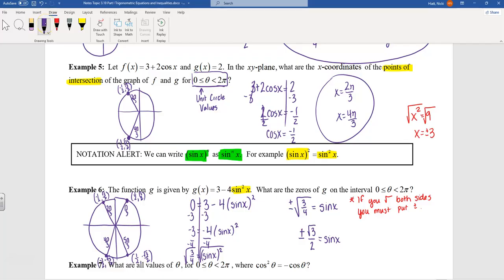problems. They did tell us just to restrict to the unit circle here, so we're just giving our unit circle values. So we will get pi over 3, 2 pi over 3, 4 pi over 3, and 5 pi over 3. All of our pi over 3s will be our answers.